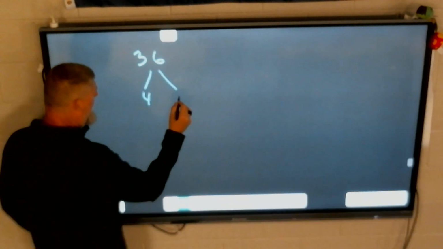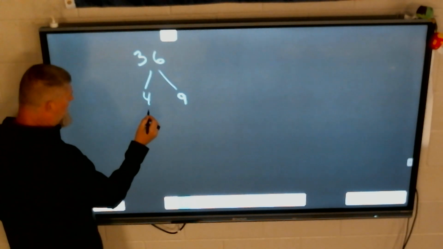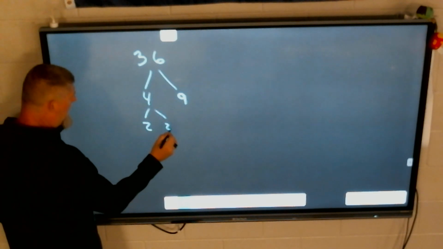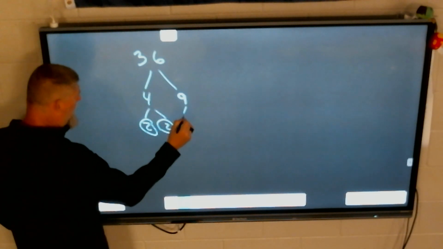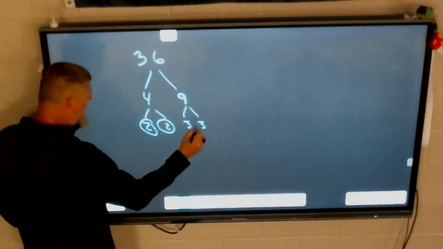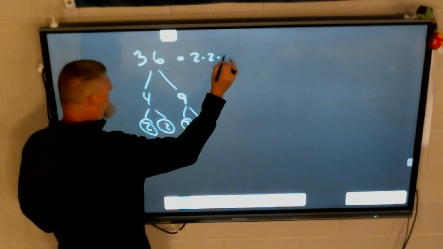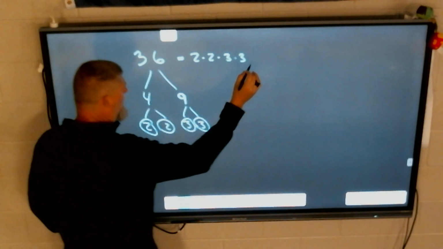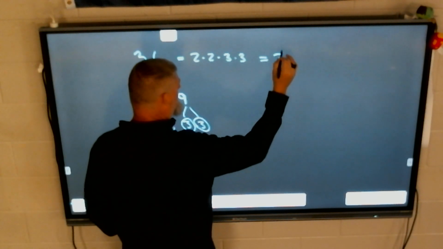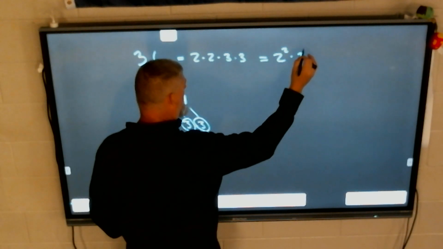Okay, so let's use 4 and 9, because that's the first one I came up with. So we know 4 is 2 times 2, and those are prime numbers. We know 9 is 3 and 3, and those are prime numbers. So I know I have 2 times 2 times 3 times 3. Or if you really want to be good about it, you could write 2 squared times 3 squared. Okay?